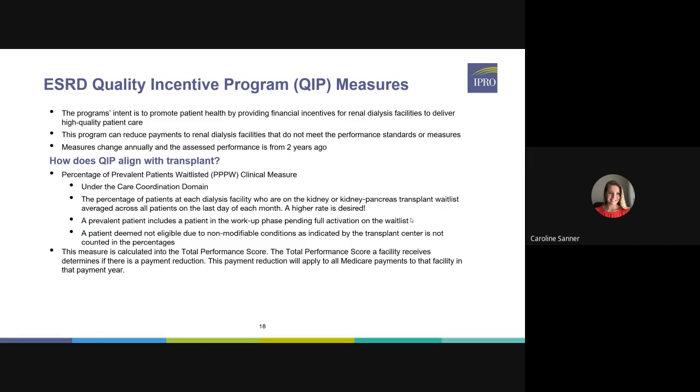Measures change annually and are assessed, and the assessed performance is from 2 years ago. So, how does QIP align with transplant? Actually, let's go back. The Centers for Medicare and Medicaid Services administer the QIP to promote high-quality services in outpatient dialysis facilities that are treating patients with end-stage renal disease.